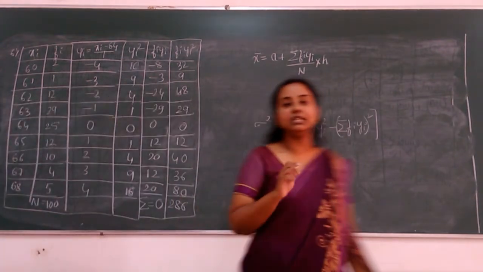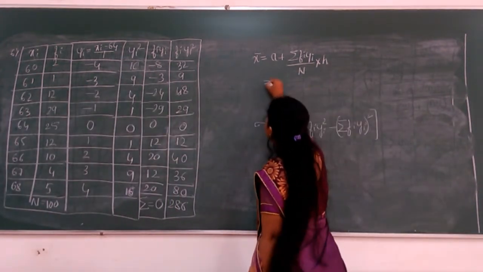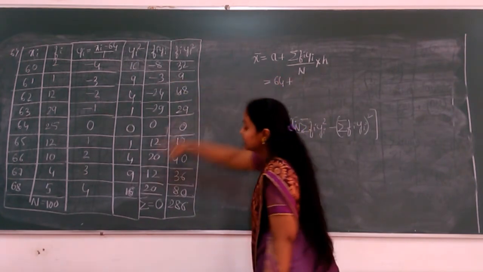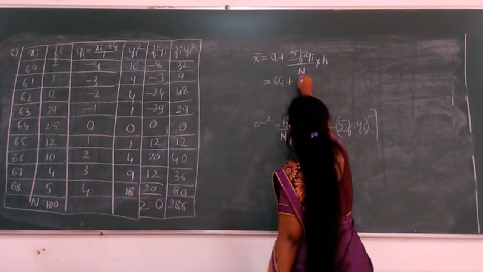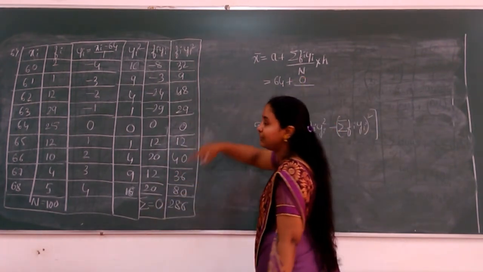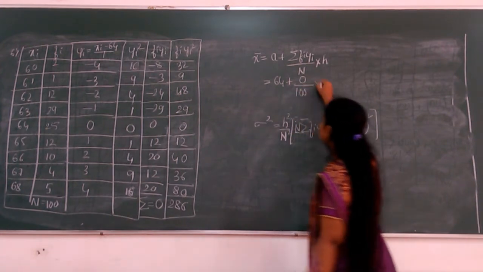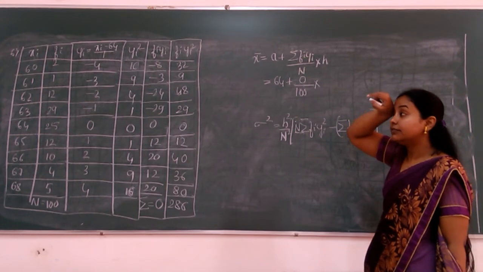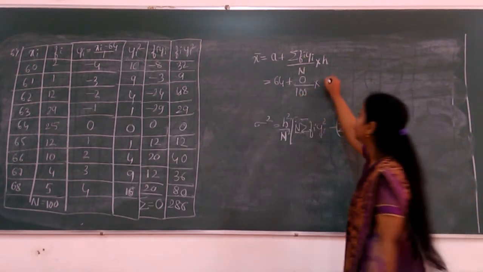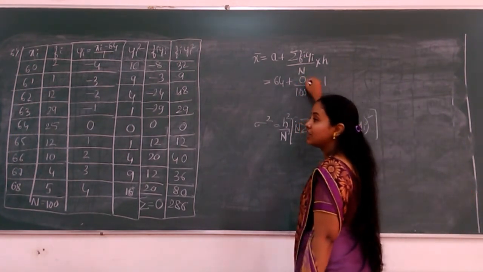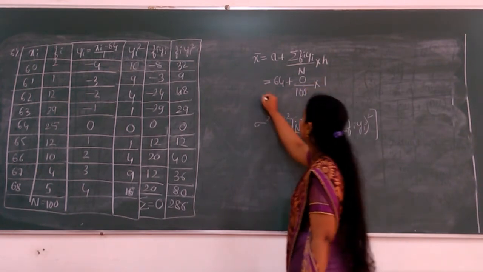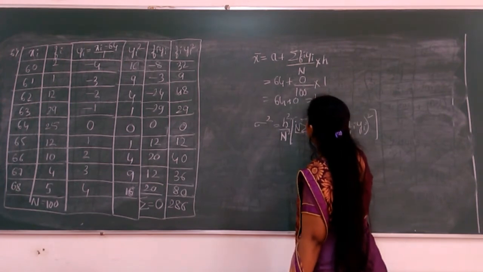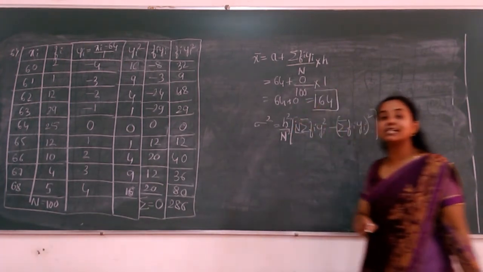Now let us calculate the mean and variance. So what will it be? Assumed mean. What is the assumed mean here? 64 plus. What is the summation of fi into yi? We have got 0, divided by the total frequency 100 into the width. What is the constant width between those numbers? 1. So 0 divided by anything is 0. 0 into 1 is 0. So it is 64 plus 0, which is nothing but 64. What is this 64? 64 is the mean.